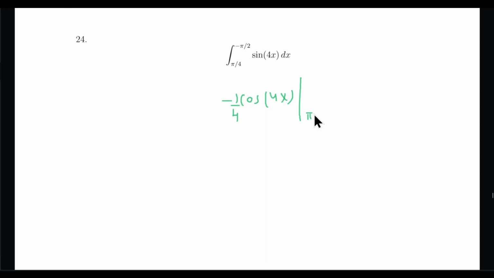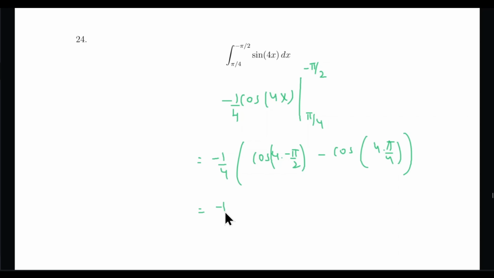And the bounds are from pi over 4 to negative pi over 2. Negative 1 over 4 sits outside, and I put the upper bound, which is minus pi over 2. So it's 4 times minus pi over 2 minus cos of lower bound, which is 4 times pi over 4. So this is negative 1 over 4 cos of negative 2 pi minus cos of pi.